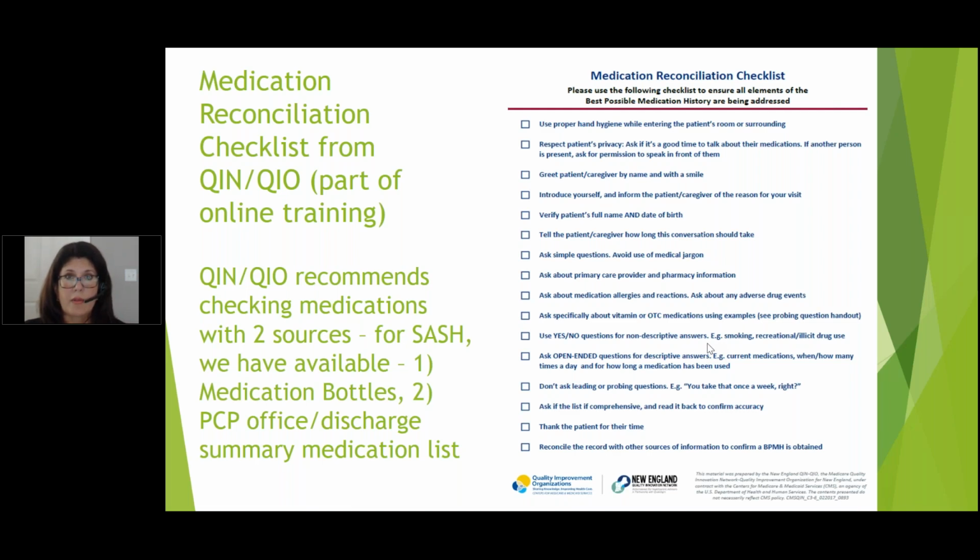The nice thing about this reconciliation checklist is it is very detailed. You will see, the first step is use proper hand hygiene while entering the patient's room or surroundings. So it reminds you, wash your hands, use your hand sanitizer, and then, if somebody's visiting your participant, maybe they're there for the visit, or maybe it's just a friend, you need to ask them, is it still a good time for you guys to meet? Do they want that person present or not? And resolve that situation. And so it goes through all of the steps. There are a few things that I really like here.